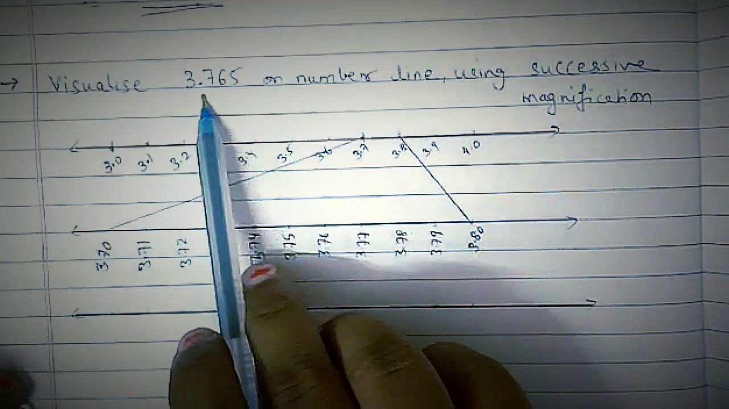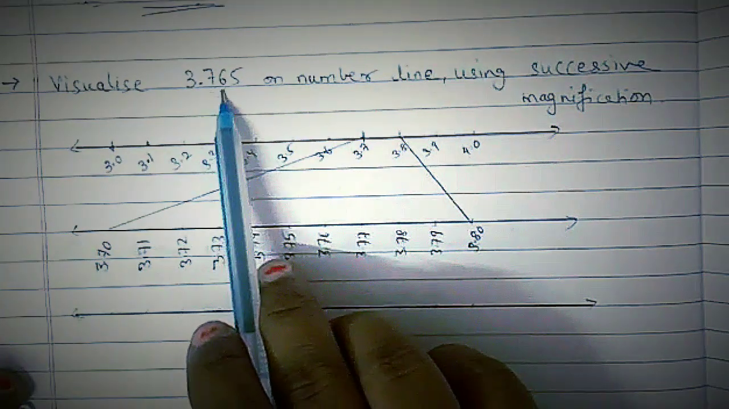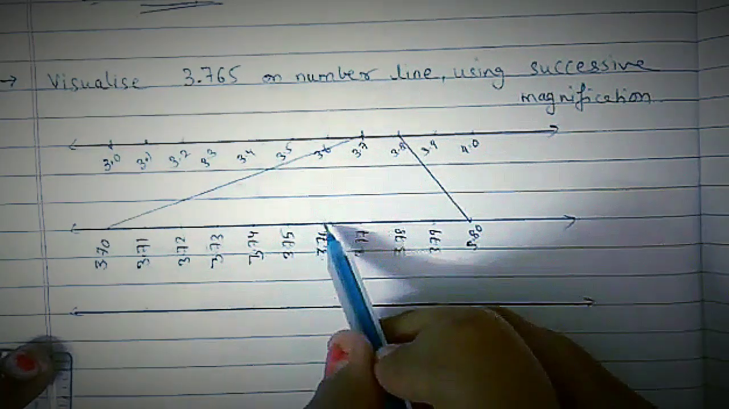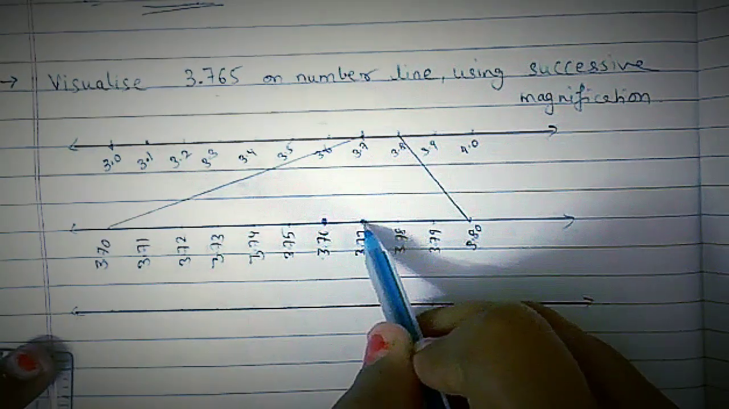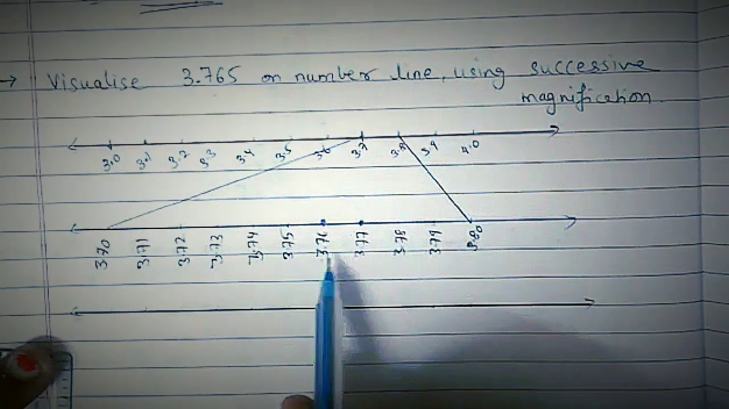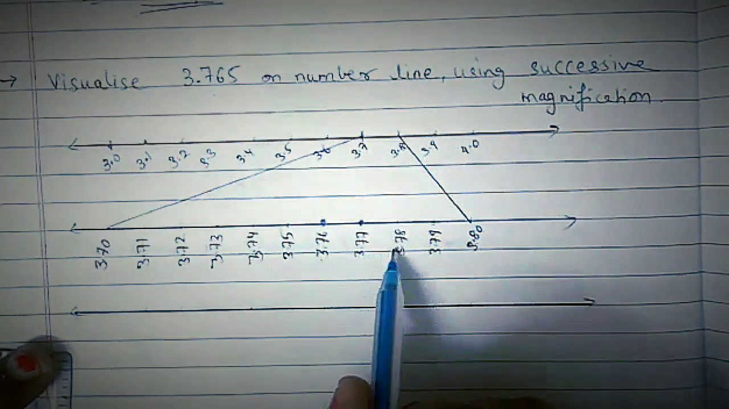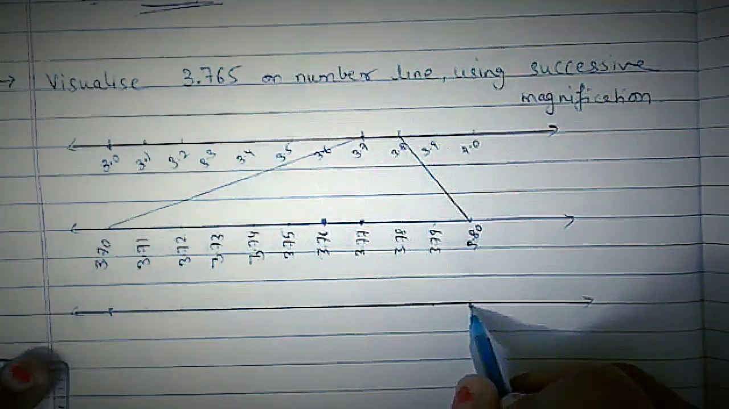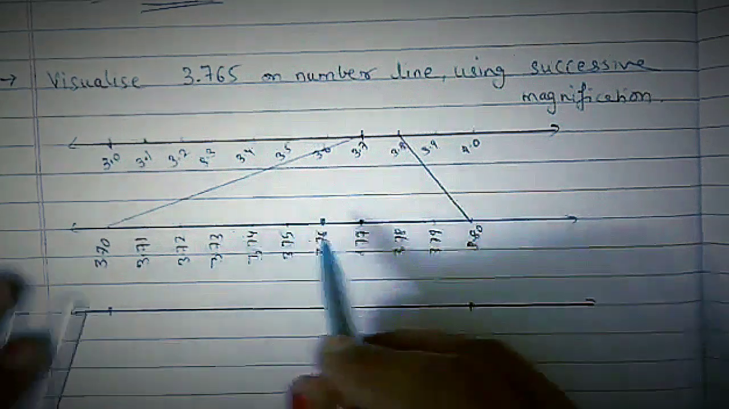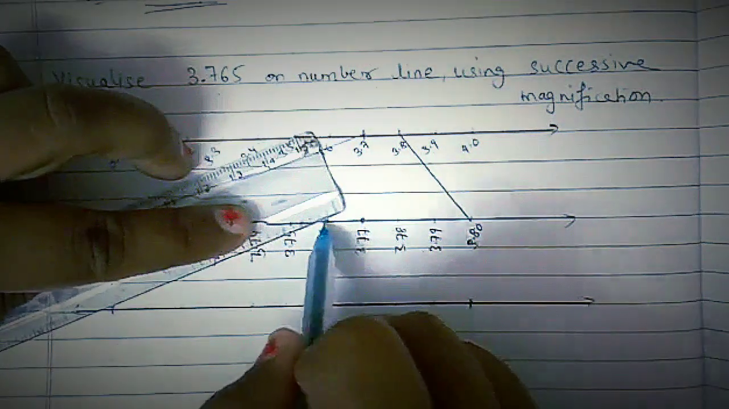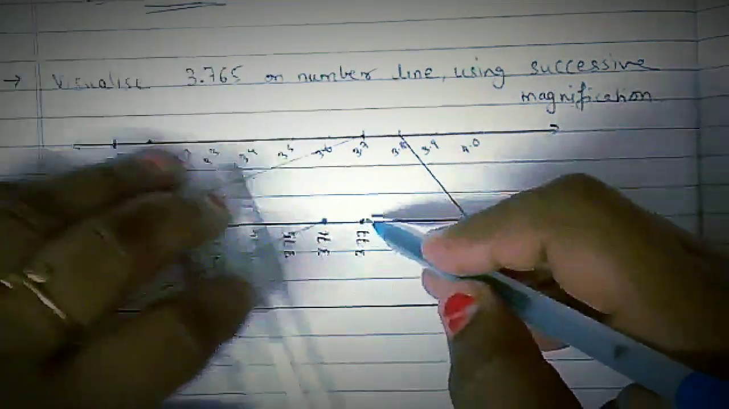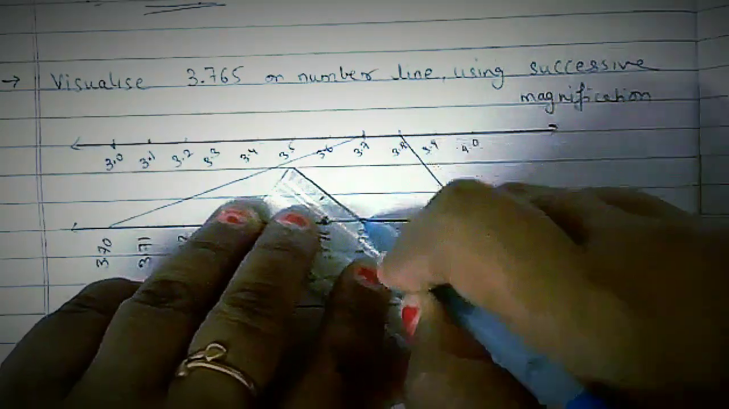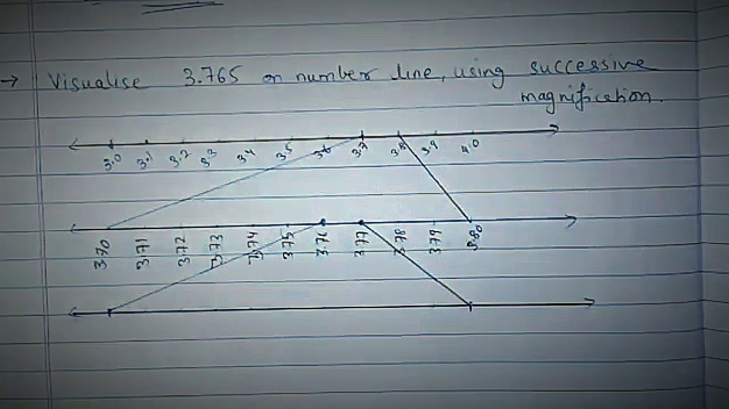Now we are going to bring in the next digit, 765, right? So you can see this is 3.76. So 3.765 will lie between 3.76 and 3.77. So again we will highlight these two numbers here. My first point will be 3.760 and the second point will be 3.770, and in between I'll get the desired number.